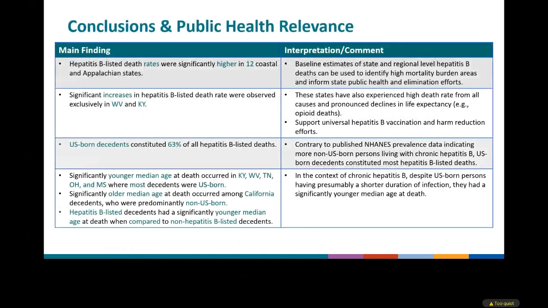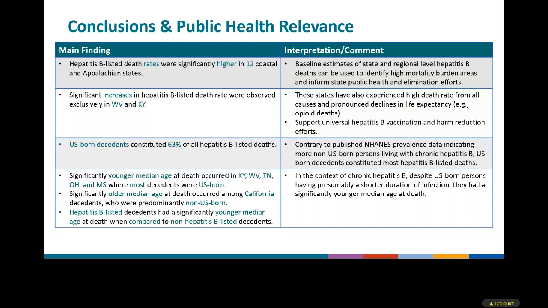So just to go through the summary, we've put the main findings in the left column and our interpretation and commentary on the right. The first, as Kathleen showed, is that hepatitis B listed death rates were significantly higher in 12 coastal and Appalachian states, which showed that this approach, looking at state differences, provided baseline estimates of state and regional level hepatitis B deaths, which can be used to identify high mortality burden areas and inform state public health and elimination efforts.